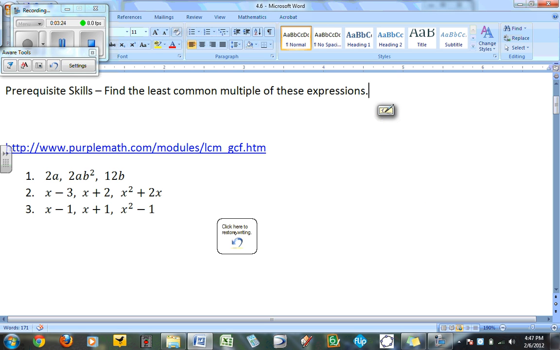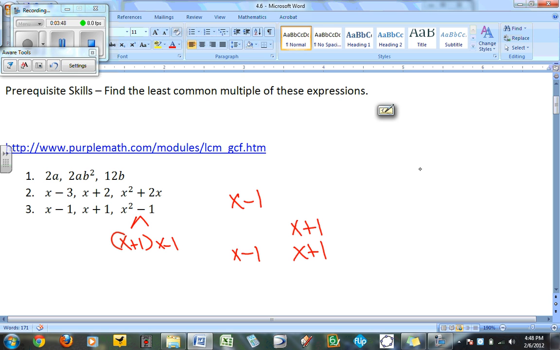Last one real quickly: x minus 1 is factored fine, so we have an x minus 1 column. We're going to have an x plus 1 column. This x squared minus 1 is the difference of perfect squares. It can be broken down into x plus 1 times x minus 1. So I'm going to have an x minus 1 here to fill in that column, and an x plus 1 here to fill in this column. Pull out 1 from each column. I have x minus 1 times x plus 1. And that's the least common multiple.